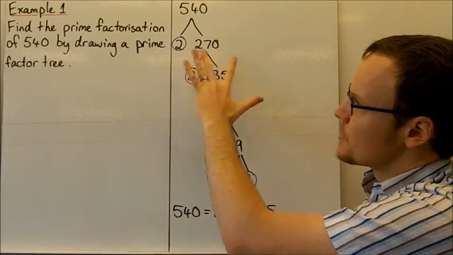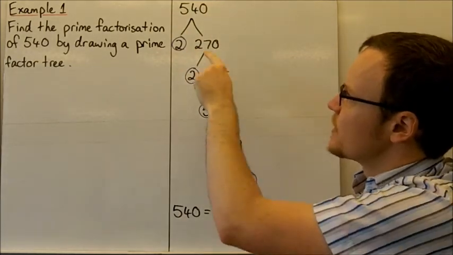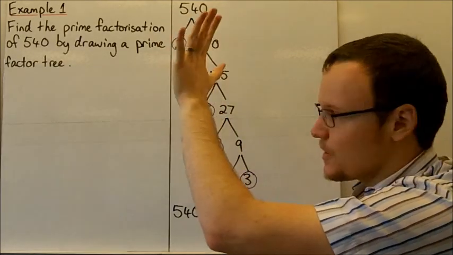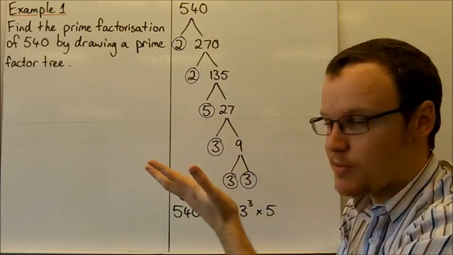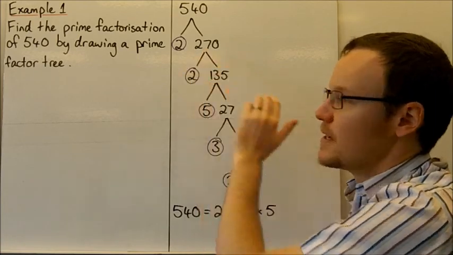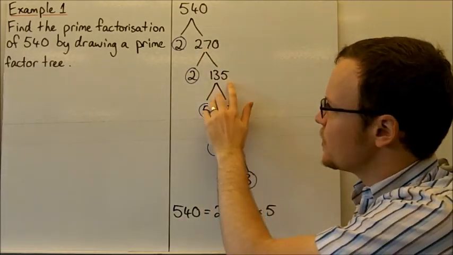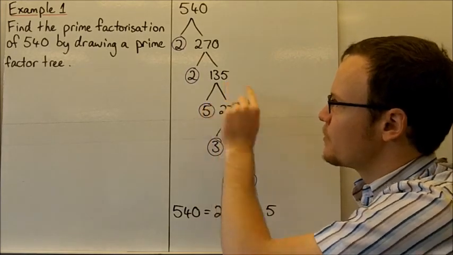So you can see that we've split it into two numbers. 2 times 270 is 540. So now 2 is a prime, circle it, that's done. 270, once again, is divisible by 2, so we can divide it by 2. We get 2 times 135 is 270. Now we can't divide this one by 2 again. We can circle the 2 off because it's a prime.